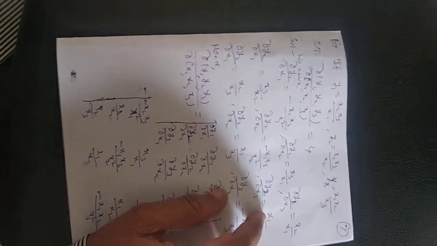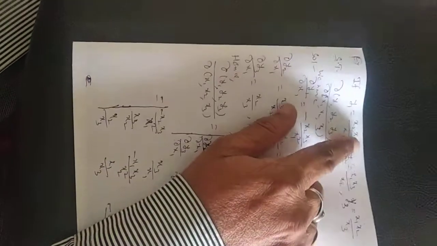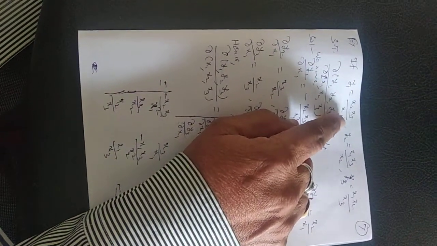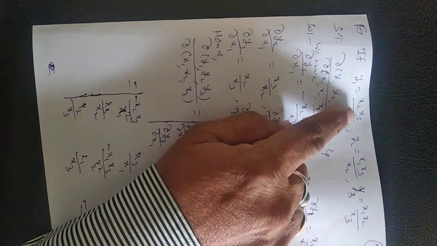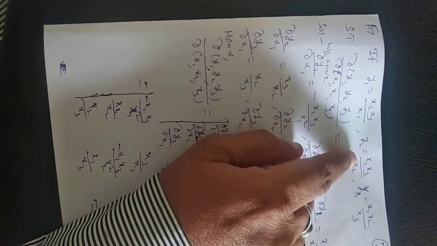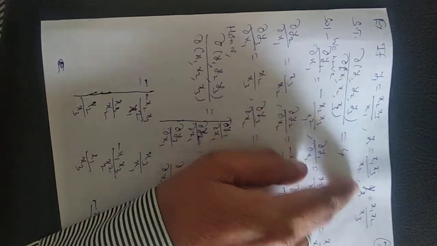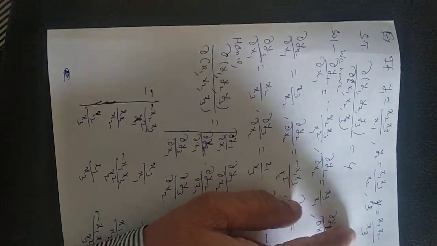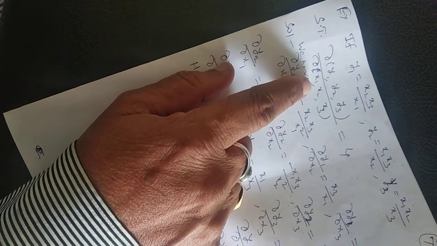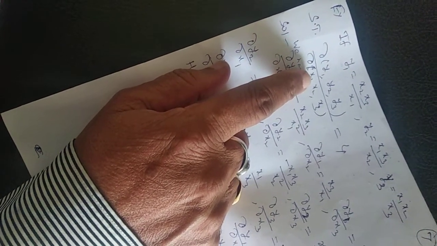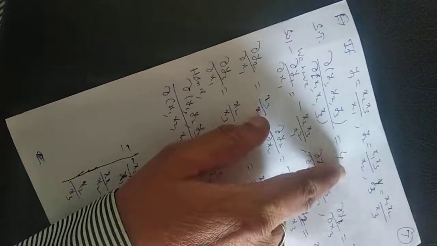Next example is, if y1 is x2 x3 by x1, y2 is x1 x3 by x2, y3 is x1 x2 by x3. Show that the Jacobian of y1 y2 y3 with respect to x1 x2 x3 is 4.